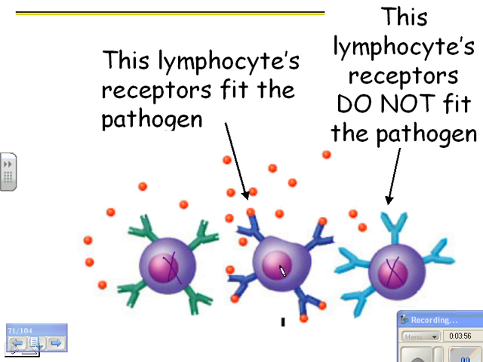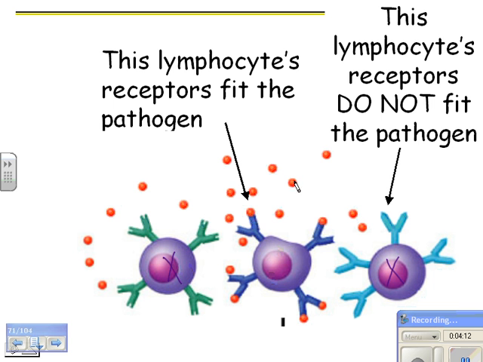You're going to make lots and lots and lots of these until you find one that has a receptor for the particular bad guy that has invaded your body. So this lymphocyte's receptors fit the pathogen. They fit together here. You can see them fitting here. This lymphocyte's receptors do not fit the pathogen. So you don't want to make a bunch of those or those right now.